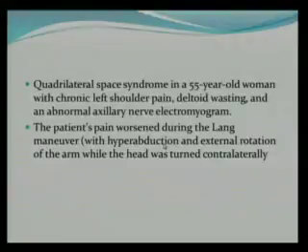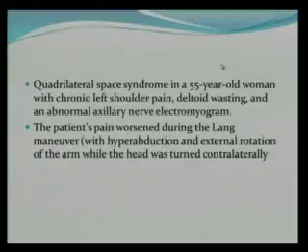The patient's pain worsened during the Lang maneuver. What is a Lang maneuver? External rotation of the arm with hyperabduction when the head is turned to the contralateral direction. So how do you stress this space? The quadrilateral space is stressed on the Lang's maneuver. Extension, external rotation, and you move the head and you're really stressing out this space in the proximal arm. That's where the quadrilateral space is. So we'll look at it in a minute.